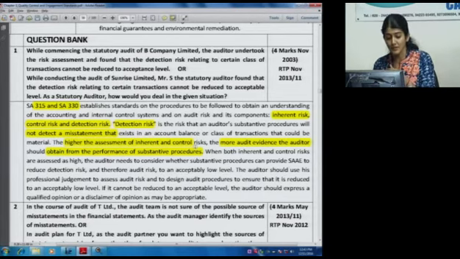When both inherent and control risks are high, the auditor needs to consider whether substantive procedures can provide evidence to reduce detection risk, and therefore audit risk, to an acceptably low level. The auditor should use professional judgment to assess audit risk and to design audit procedures to ensure that it is reduced to an acceptably low level. If it cannot be reduced, the auditor should issue a qualified opinion or a disclaimer.